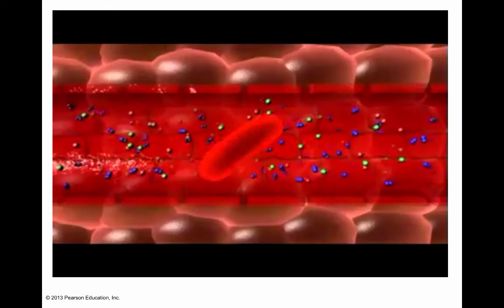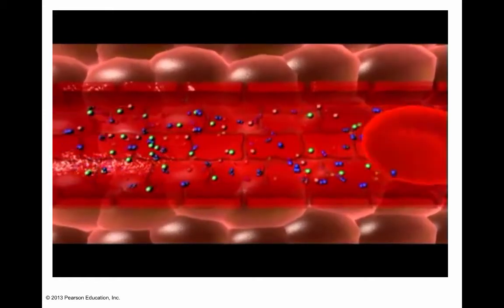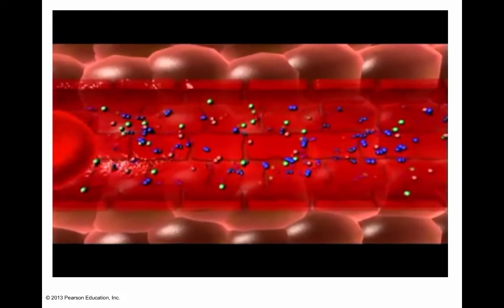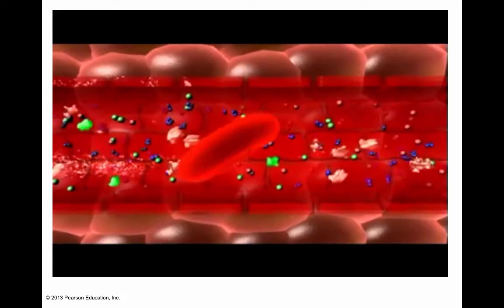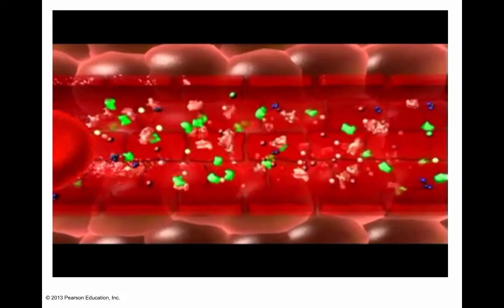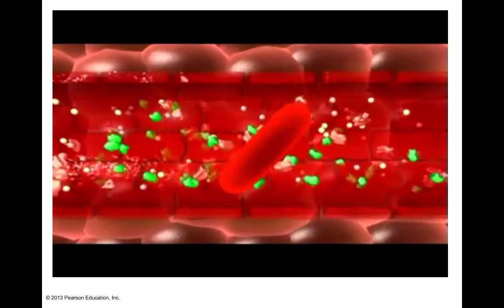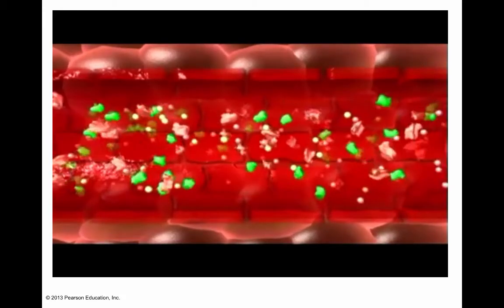With walls only a single cell thick, capillaries are well adapted to their role of exchange. Most nutrients, oxygen, and carbon dioxide diffuse readily through capillary cell membranes. Salts and small charged molecules, including some small proteins, move through fluid-filled spaces within the capillary cell membrane or between adjacent capillary cells.